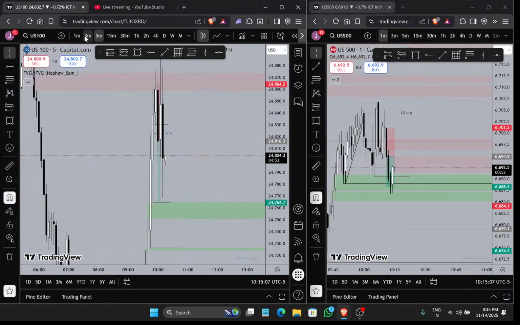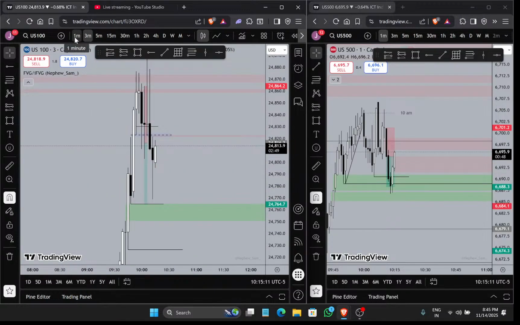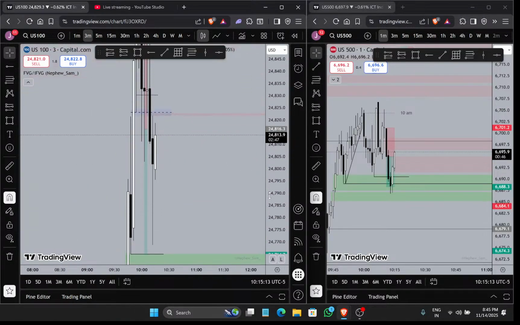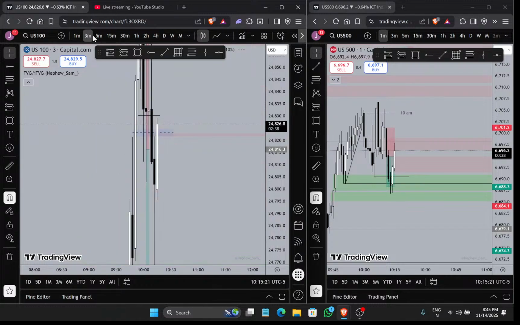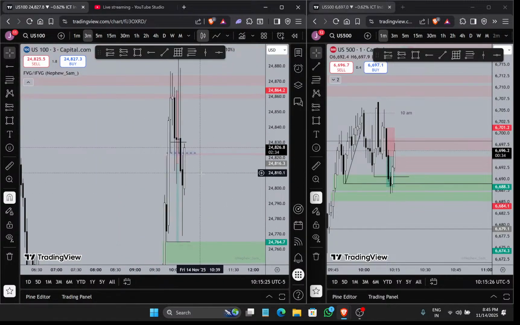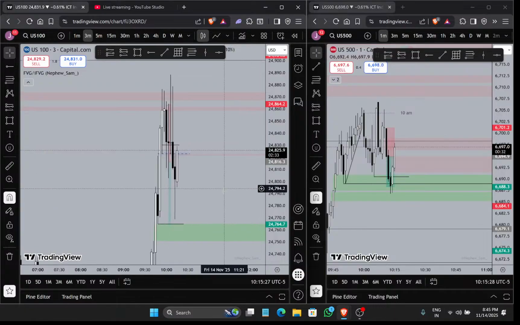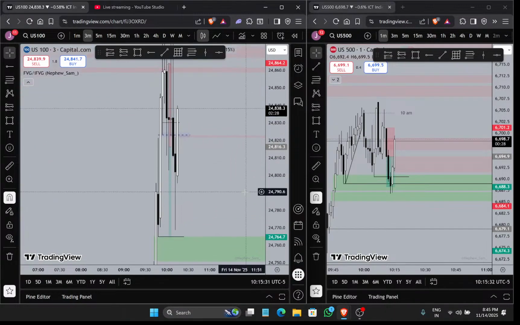Okay, we have SMT with that level. We have a 3 minute gap here. Maybe we have something on the 2 minute. Nothing on the 2 minute. We have 3 minute. We want to trade continuation trade to the upside. We need to wait for this 3 minute to get inverted. Wow, beautiful.